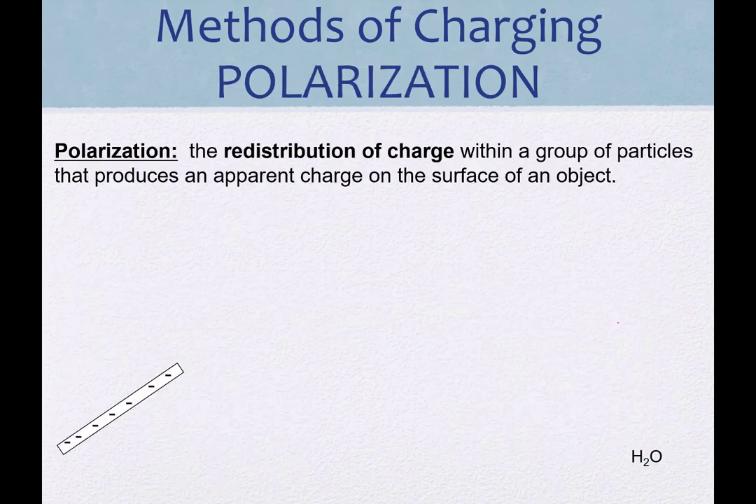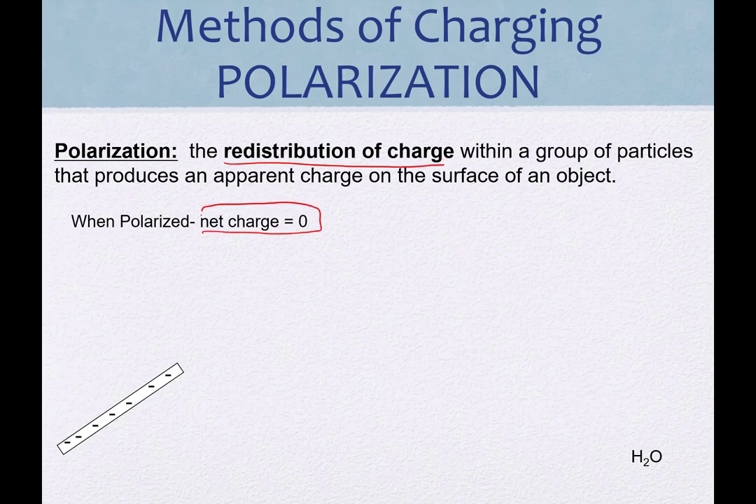Another method of charging is polarization, and it's not really a method of charging, but it's the redistribution of charge within a group of particles that produces an apparent charge on the surface of an object. So, when we're polarizing an object, the net charge is still equal to zero, but some charge is in one place, and the opposite charge is in a different place, so no charge is actually transferred.